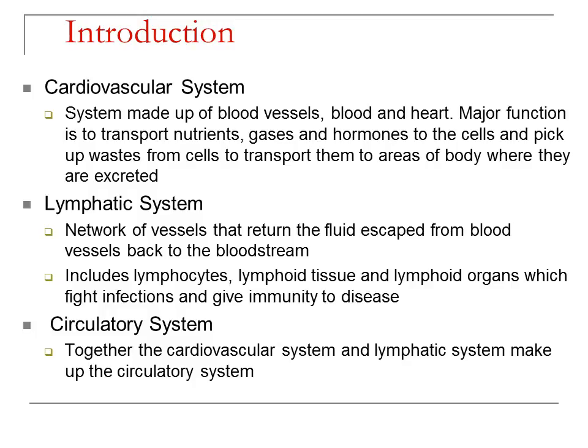We also have a lymphatic system, which is a network of vessels that return the fluid that escapes from the blood vessels back to the bloodstream, and they include the lymphocytes, lymphoid tissues, and liver organs, which fight infection and give immunity to disease. And we have the circulatory system, which together with the cardiovascular system and lymphatic system make up the circulatory system.